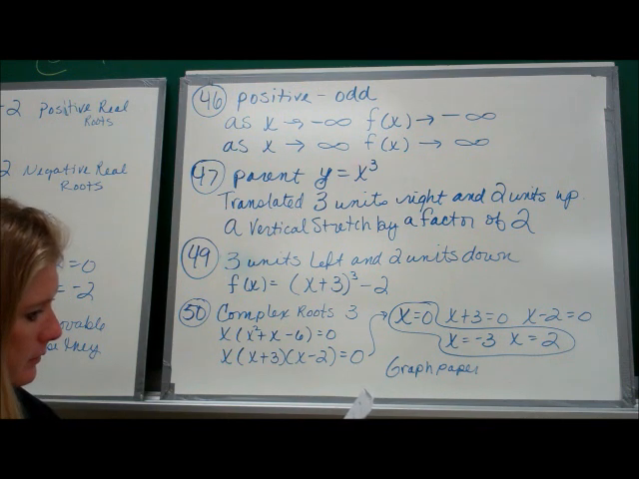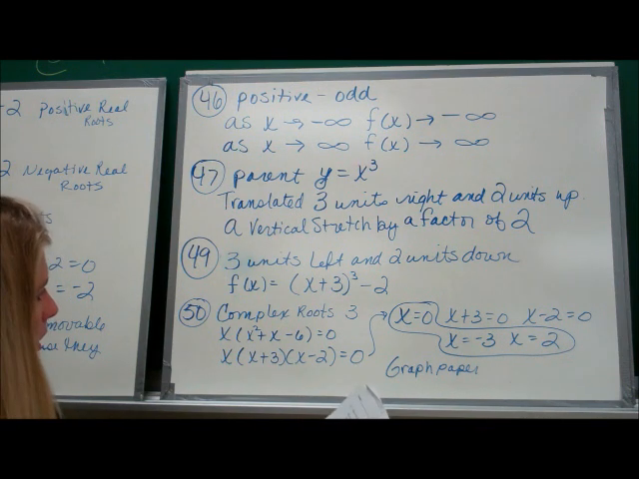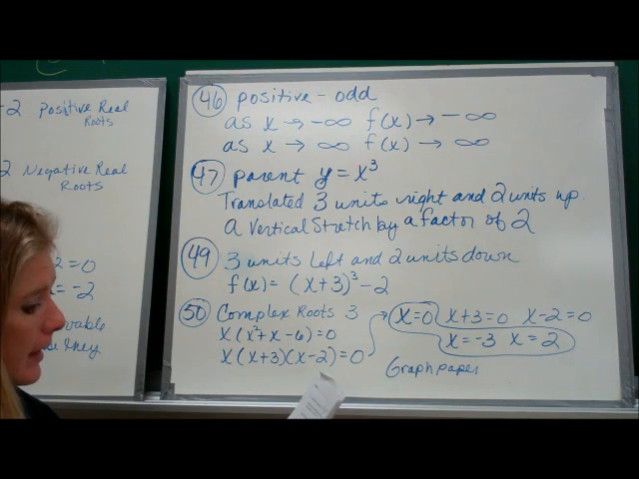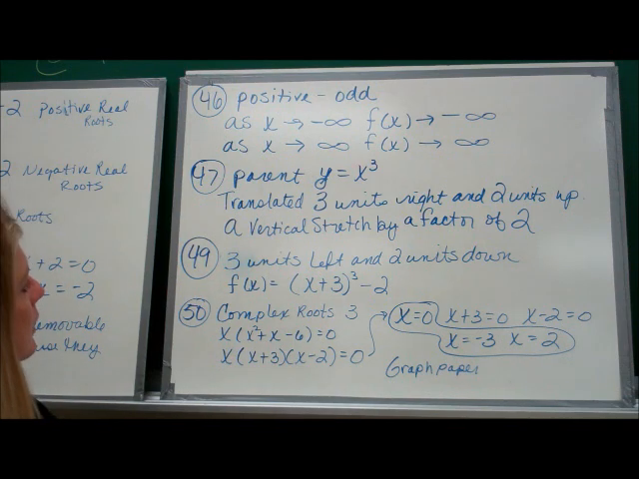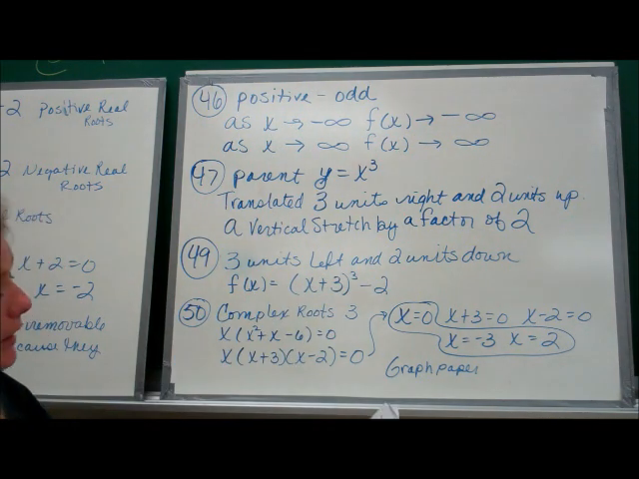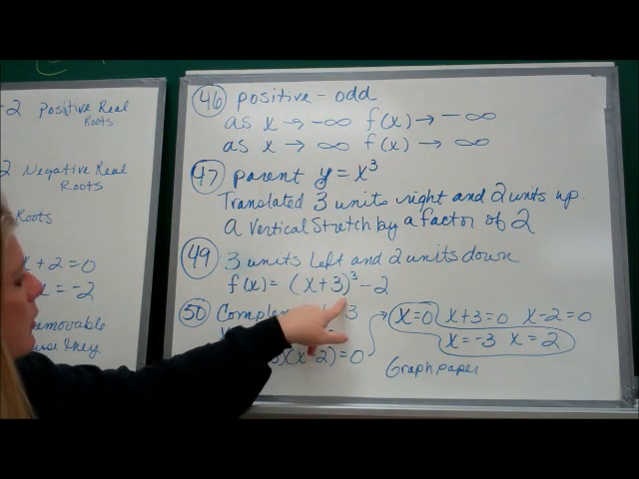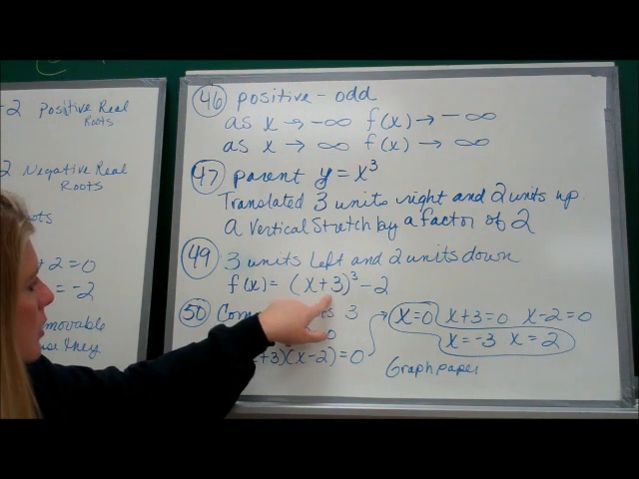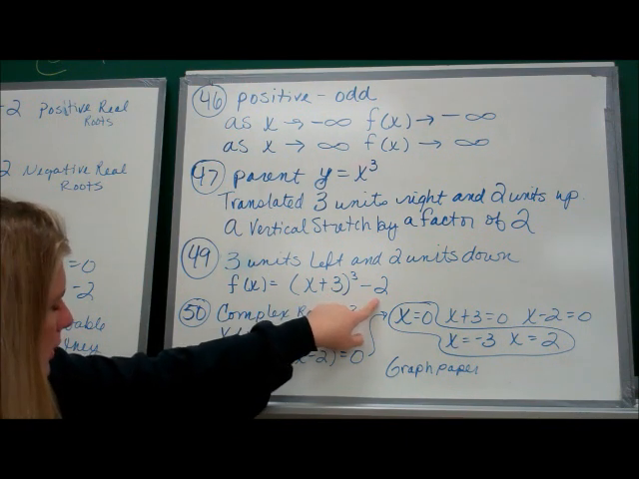49. Here you had to identify it and write the function. It's going 3 units left and 2 units down. It's a cube. So here is our equation. This is our 3 units left. This is our 2 units down.